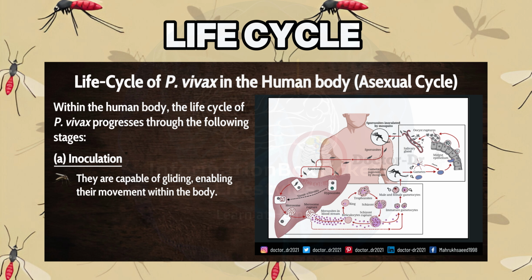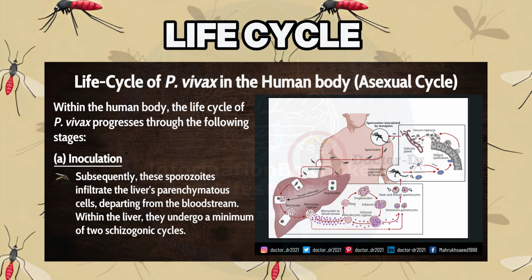They are capable of gliding, enabling their movement within the body. Subsequently, these sporozoites infiltrate the liver's parenchymatous cells, departing from the bloodstream. Within the liver, they undergo a minimum of 2 schizogonic cycles.